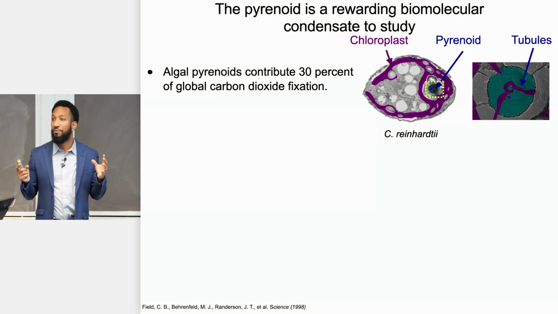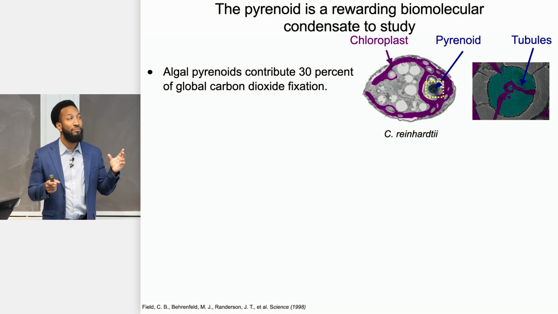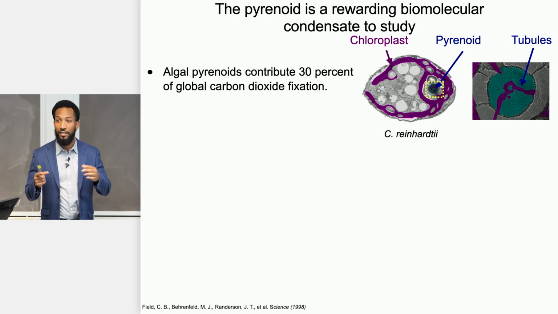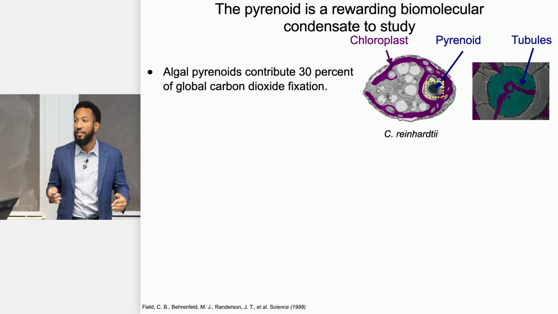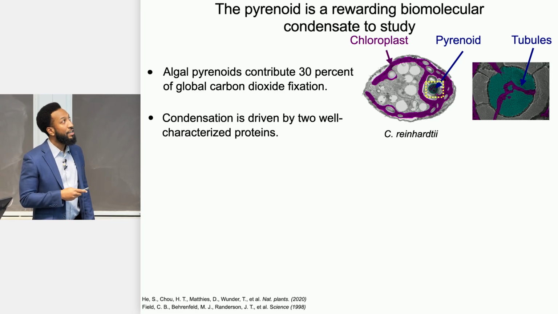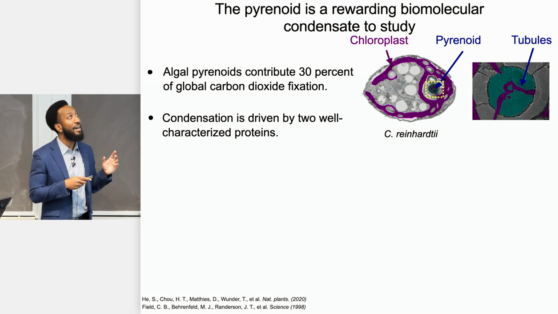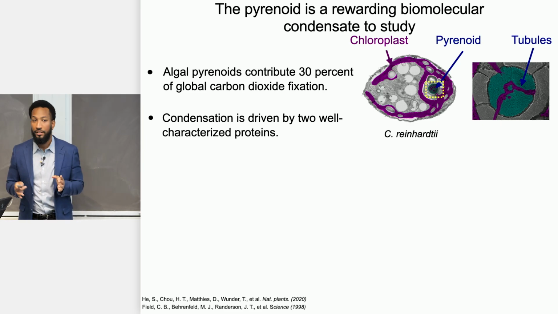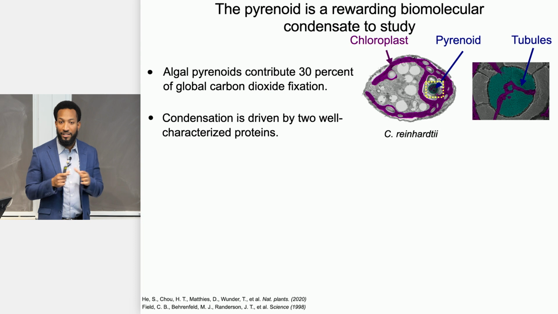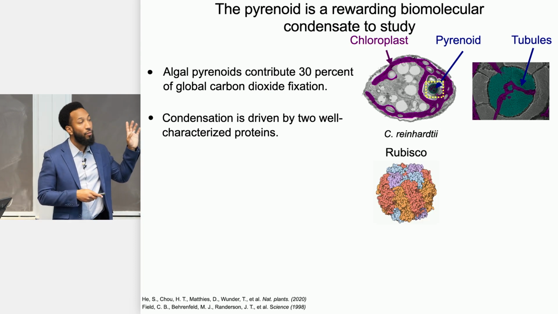And as I mentioned, they're mainly in the water, so they also have an aqueous form, one that's in water, of carbon dioxide. It's called bicarbonate. But the idea is that this pyrenoid matrix is what we want to study. This liquid-like droplet, or condensate as I call it, is driven by two well-known proteins, meaning if you mix those two together, you'll see those liquid-like droplets like I showed you in the beginning. One of them is rubisco.